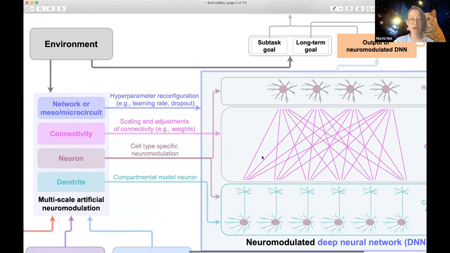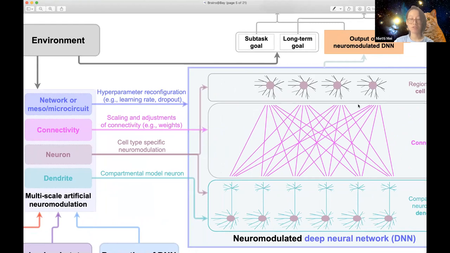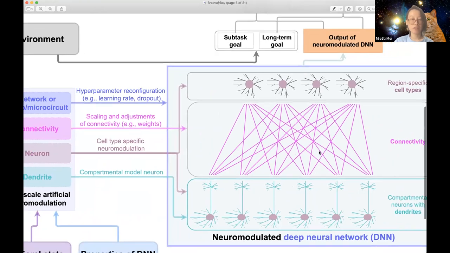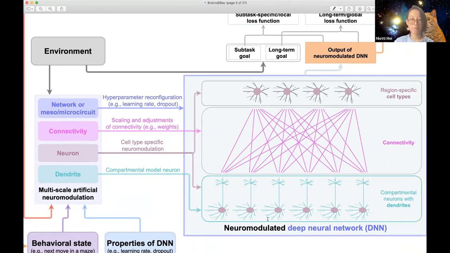And in the meantime, if you have connectivity between neurons across different layers, what if we have different kinds of scaling and adjustments of connectivity by introducing local or global plasticity? And we can also see that for different neurons, at different spatial scales or different layers, we may have neurons of different types by introducing cell type specific neuromodulation onto these neurons. So one of the papers we have described, the SUDA paper, did that by having different scaling factors of neuromodulation onto these neurons.